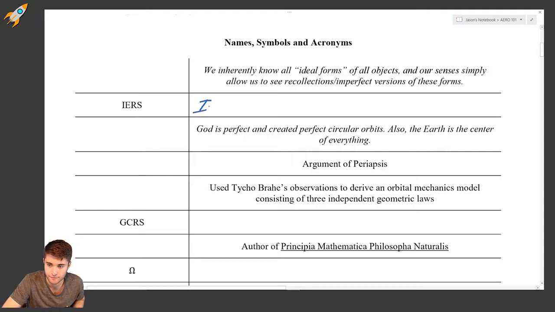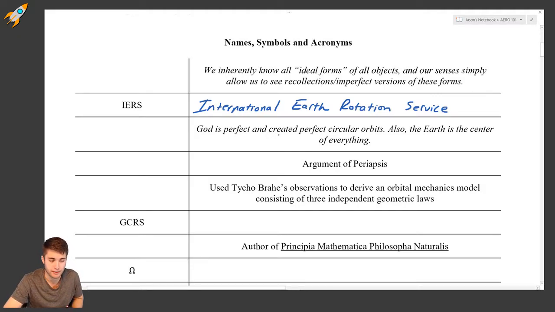The International Earth Rotation Service. Okay, and we have another philosopher that said something else, and this philosopher said God is perfect and created perfect circular orbits, and that the Earth is the center of everything. So I'll let you guys, again, I'll give you guys some time if you guys came to the other classes to try to guess for that.